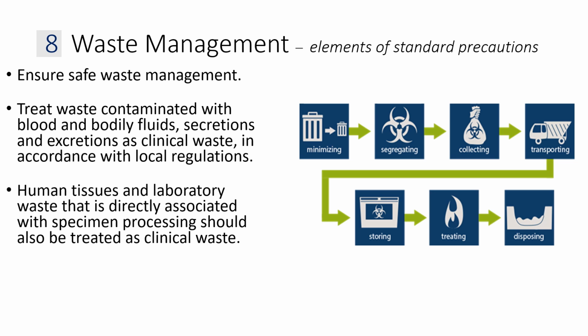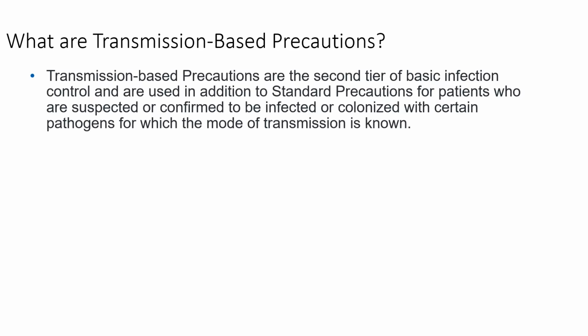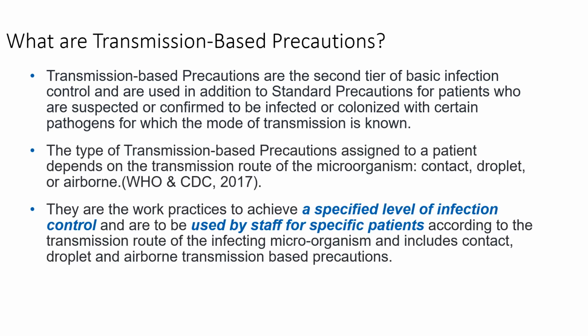Human tissues and laboratory waste that is directly associated with specimen processing should be treated as clinical waste. Discard single-use items. So that is about biomedical waste. Transmission-based precautions include contact precautions, droplet precautions, and airborne precautions. Based on the mode of transmission, they should be followed at the specific level of infection control, and used by staff for specific patients according to the mode of transmission.